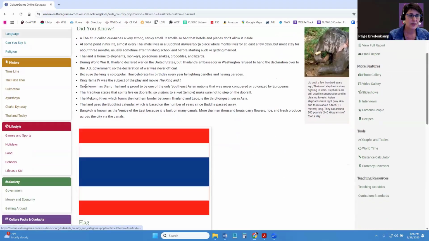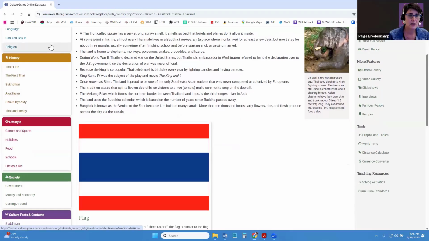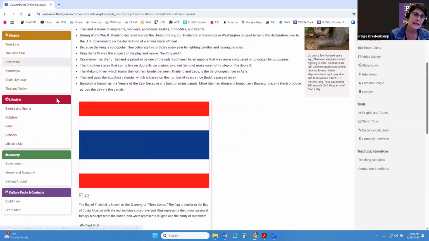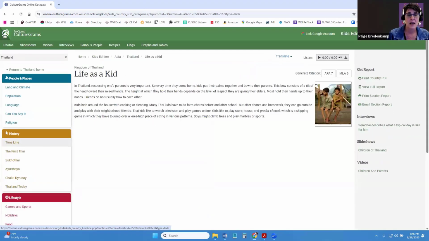So this also goes down. There's a menu on the left side, and it talks about a lot of the same features. But down here, there's a lifestyle section, and that includes games and sports, holidays, food, schools, and a really cool feature, life as a kid. And this talks about what they might experience in Thailand or in the country that you're looking at. And it shows pictures of kids, which is really, really cool.